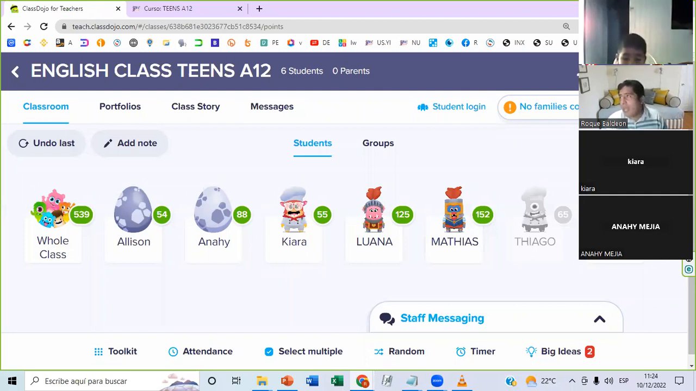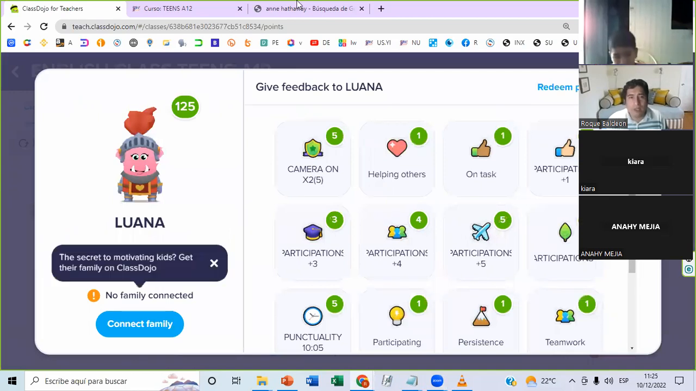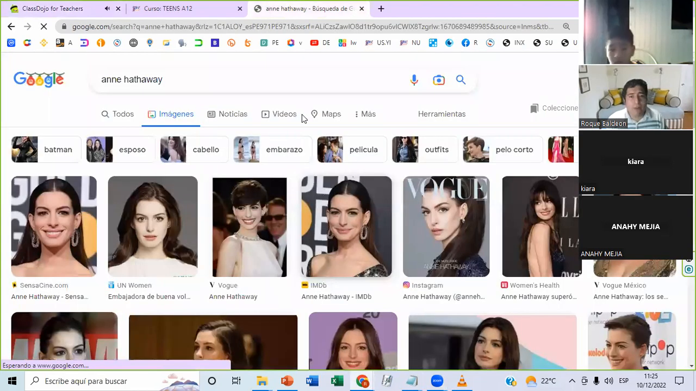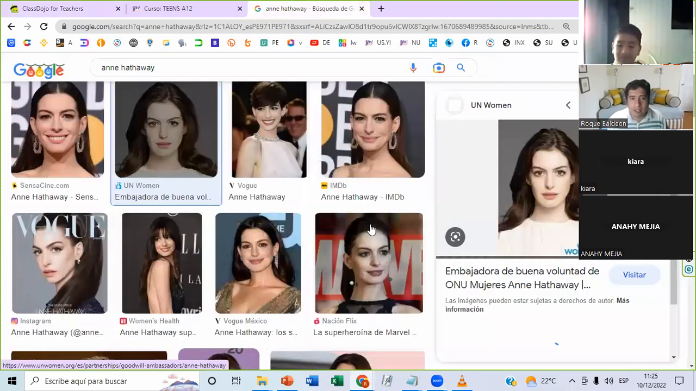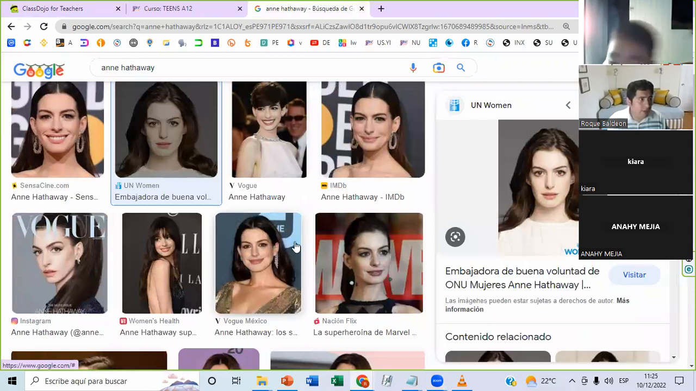Here we go. Bueno, Anne Hathaway en sus épocas doradas sí, cautivaba mucho. Aunque sigue todavía, pero ya es un poco mayorcita, ¿no? For example, aquí les voy a poner Anne Hathaway. She is Anne Hathaway, ¿no? Aquí está cuando era más jovencita. She was young. Very good.